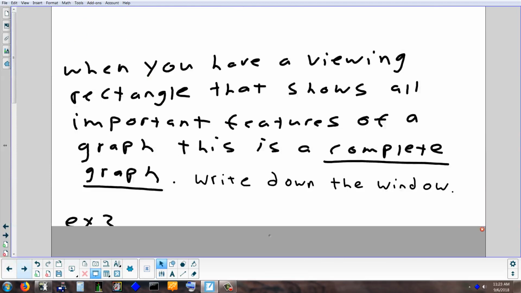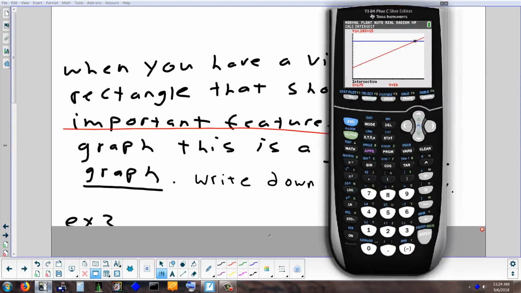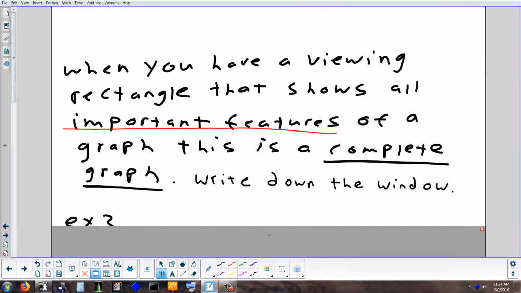How do you know what your window should be? Well, your window should include all the important features of the graph. So in our last problem, an important feature is where the lines cross. If this intersection point is off the screen, that's not a good window. It's not a complete graph.